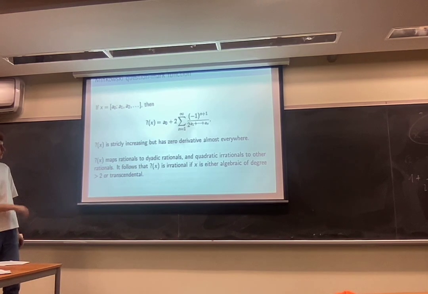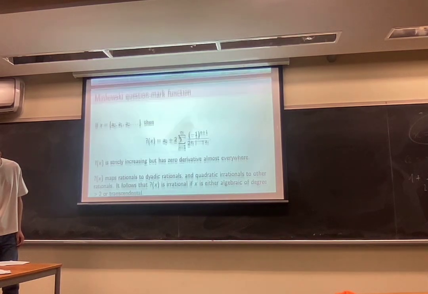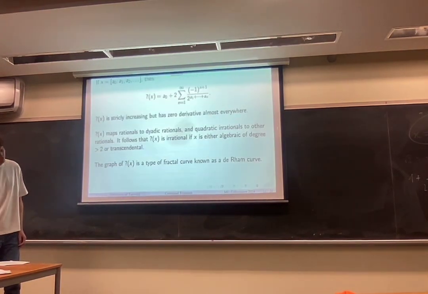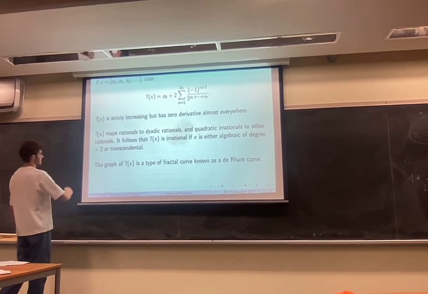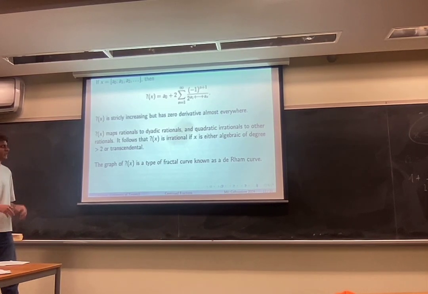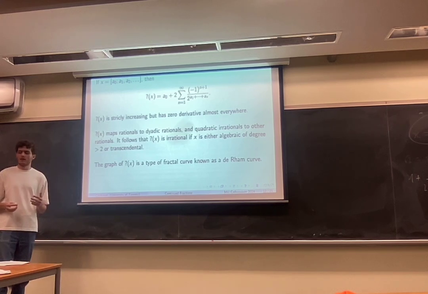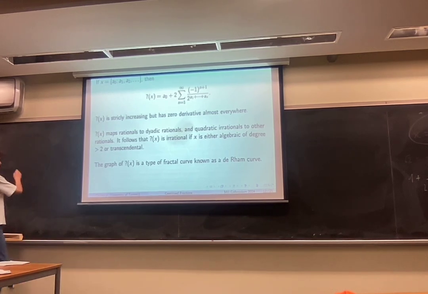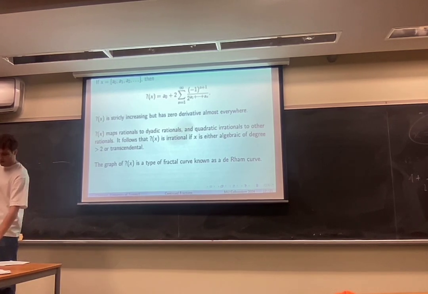There are actually many other interesting properties of the Minkowski question mark function. The graph of question mark of x is a type of fractal curve known as a de Rham curve. A de Rham curve is basically any continuous image of a Cantor space, and a Cantor space is any topological space that's homeomorphic to the Cantor set. You guys know what the Cantor set is? Yeah, it's this infinite line thing where you just keep on removing thirds. And so if you take any topological space that's homeomorphic to the set, then there's a continuous function which maps it onto the graph of question mark of x.